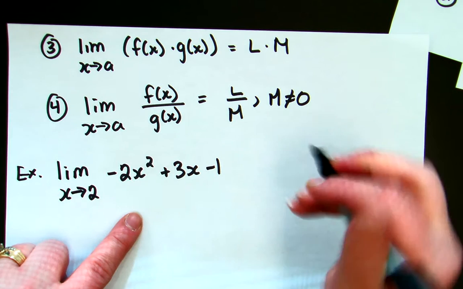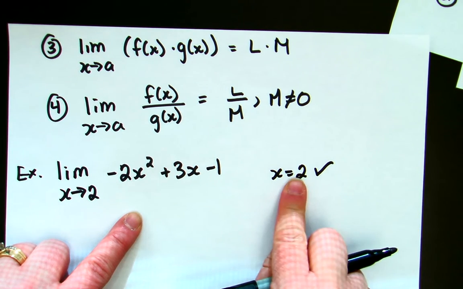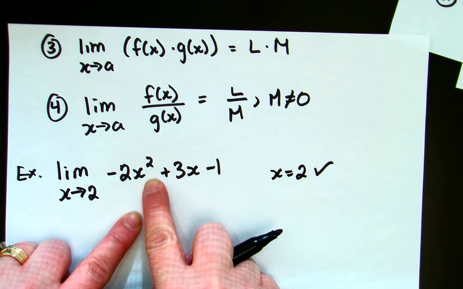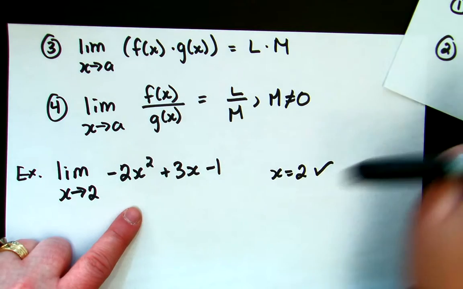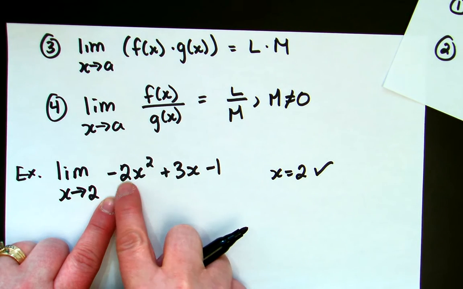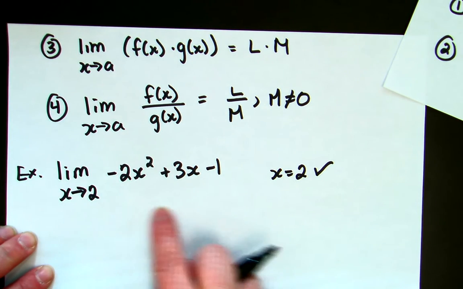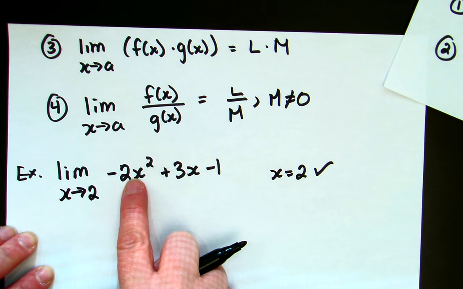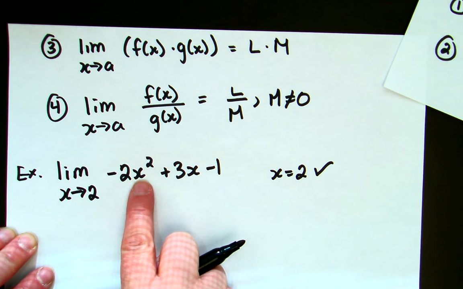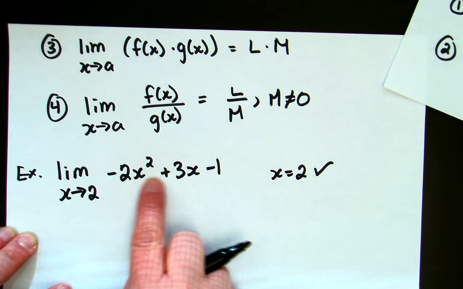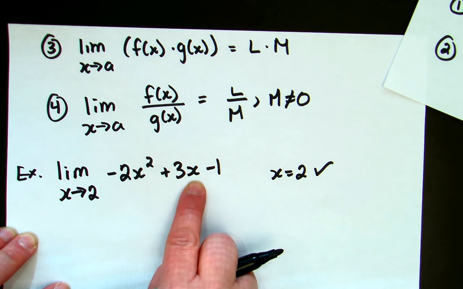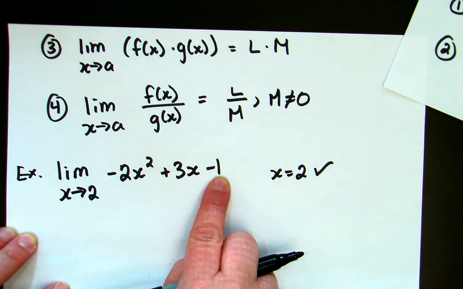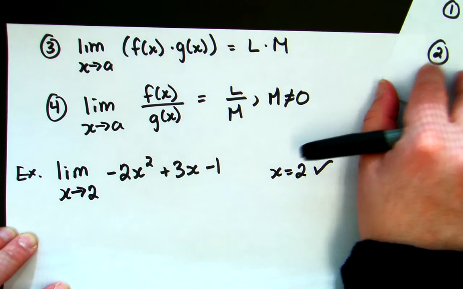Now, x equal to 2 is determinable. There's no problem with putting 2 into here and getting an answer. So I'm going to do that. It's really all of my properties, the adding, subtracting, and multiplying, that allow me to do that because it says I can look at all the pieces separately. We're not going to write it all out and split it up and say that this is the limit as x approaches 2 of negative 2 times the limit as x approaches 2 of x squared plus the limit as x approaches 2 of 3 times the limit as x approaches 2 of x, subtract the limit as x approaches 2 of 1. But that's what's happening.